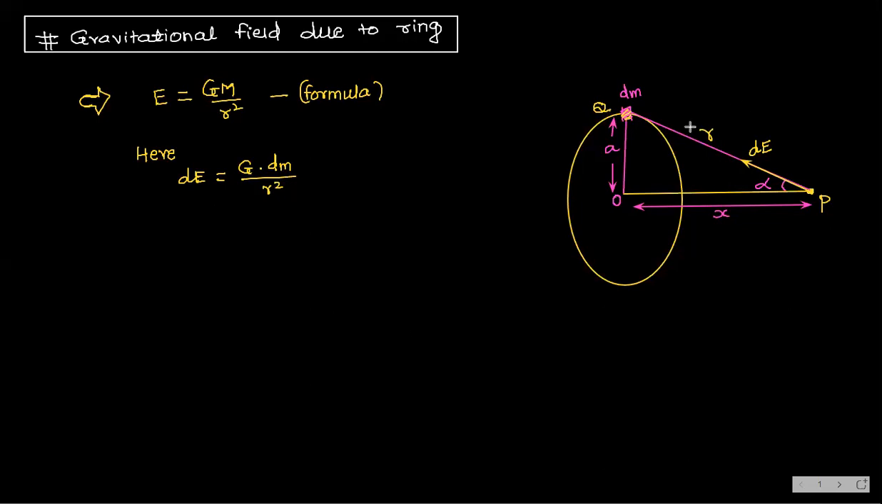I am writing here OQ is equal to a, QP is equal to r, and OP is equal to x. You can see here. Understanding? As this is QP, that's why I have substituted r square. Any doubt?